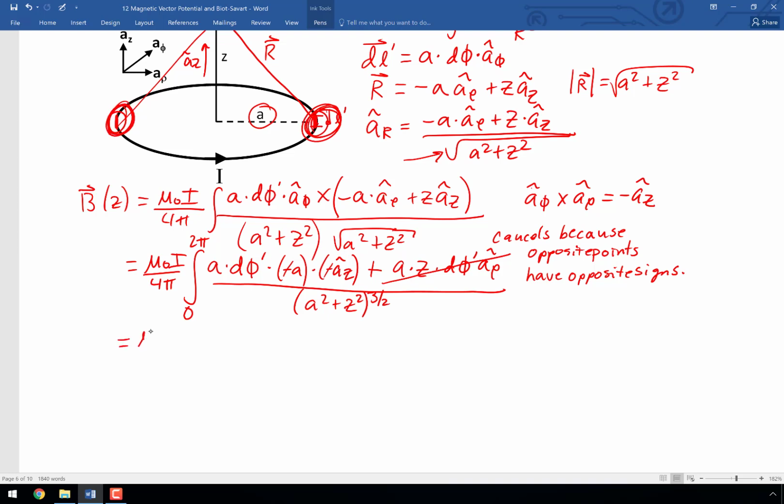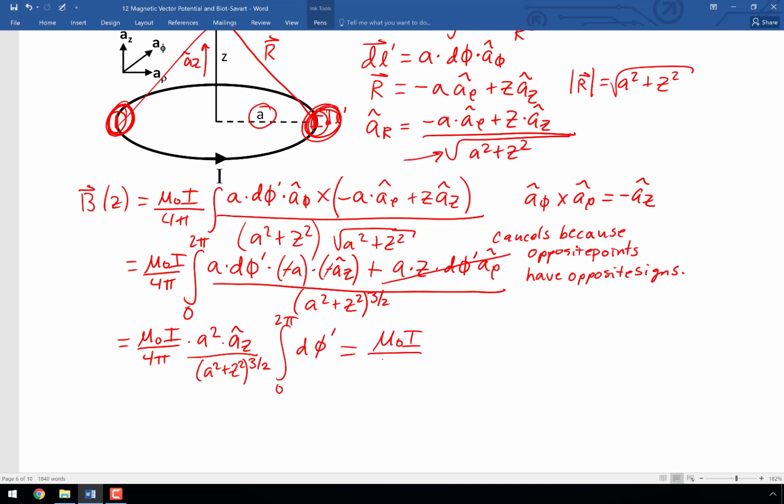So this becomes mu sub 0 I over 4 pi times, the negative signs canceled, so I had a squared times a sub z. Those are all constants. As a matter of fact, a squared plus z squared to the 3/2 power is also all constants, because the variable of integration is only phi. So this really it's phi prime. So it really just becomes that. So this integral is as simple as it can be.